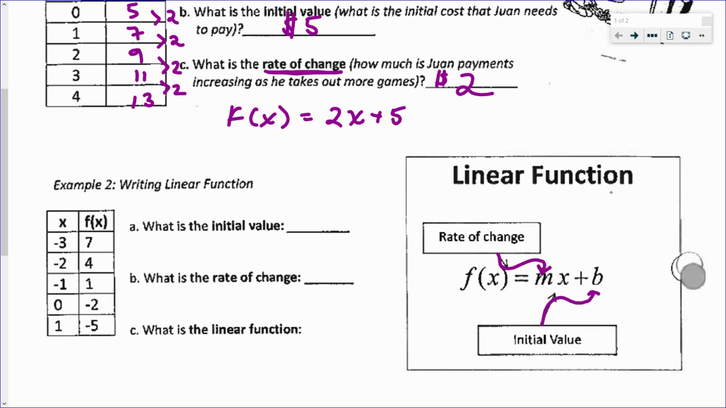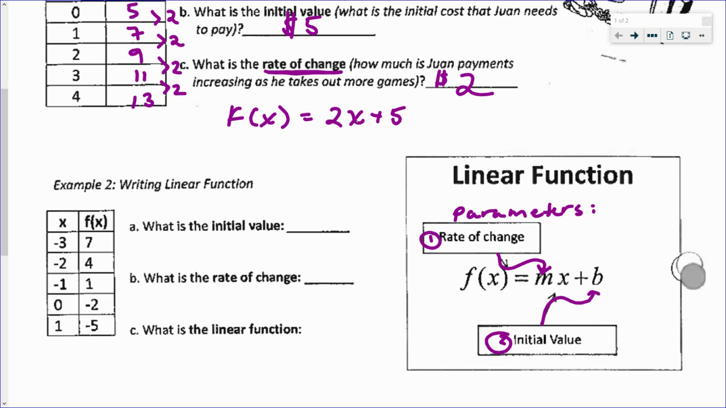These are called parameters. So that's going to be the fancy word we use. So the parameters are rate of change and initial value. Parameters are essentially the letters that we replace inside the function.